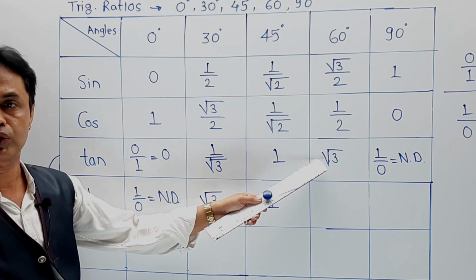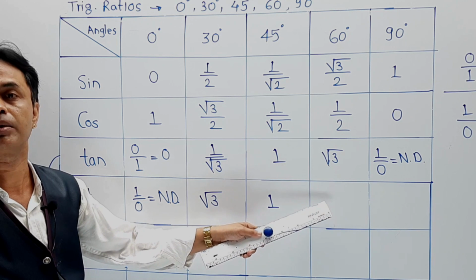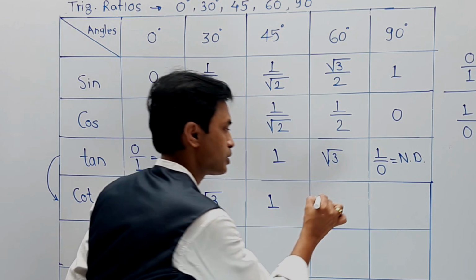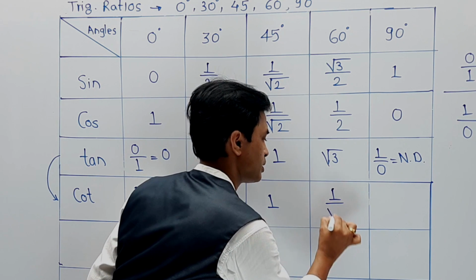Now your value is root 3. It is not just root 3, it is root 3 by 1. If I write root 3 by 1, its reciprocal becomes 1 by root 3. So this value is 1 by root 3.